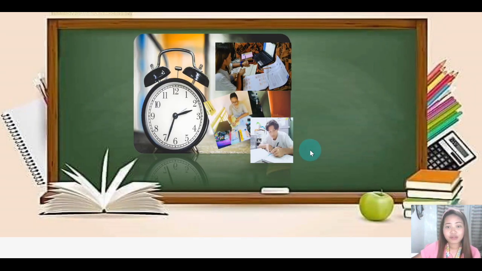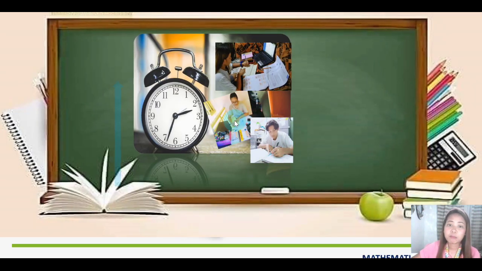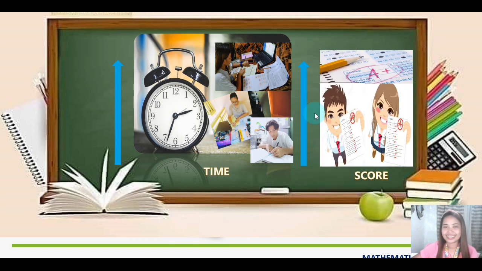The third example is that if you spend more time in your study, therefore, you will get a high score in your exam. And that's it. Those are some examples of real life situations that involve direct variation.